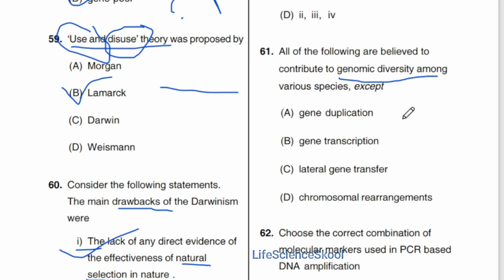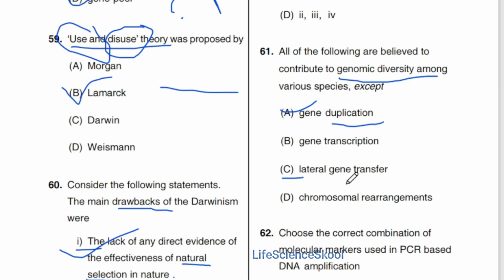Here they are asking which is not contributing to this genomic diversity. So option A, gene duplication. As the name indicates, genes are going to duplicate. They are going to get doubled. So it means that there is an increase in the varieties, an increase in the genomic diversity. That's why option A is a correct one. Option B I will explain later.